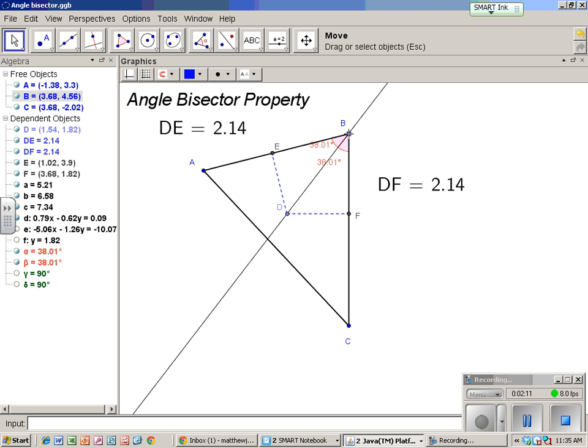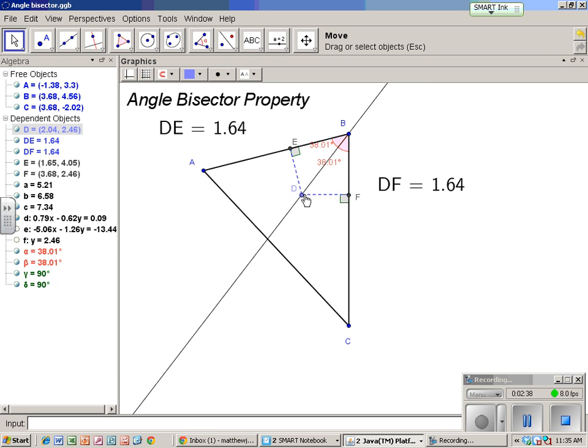Now, what are DE and DF? Those are the distances from point D to the sides of the angle. When you measure distance, you always go perpendicular to an object. So we're going from point D perpendicular to AB. We are going from point D perpendicular to side BC. Those are the sides of the angle that got bisected. So we're measuring a distance.